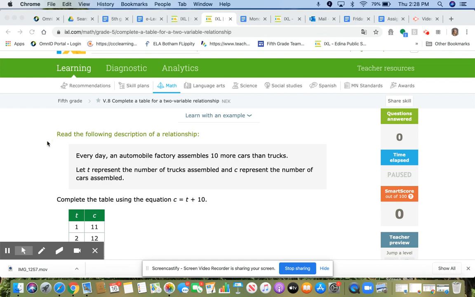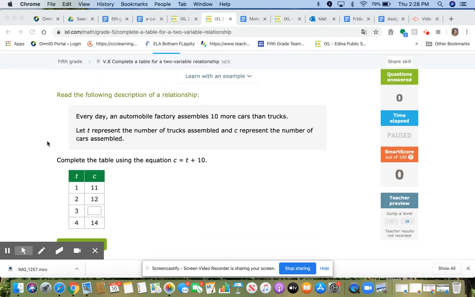Now, the first thing to know about this is that it looks a lot harder than it is. I'm going to break it down for you and simplify some things. So, there's always going to be a relationship up here that's described. This just gives you a real-life context. You can read it, but don't stress out too much about understanding this part. So every day an automobile factory assembles 10 more cars and trucks. Let T represent the number of trucks assembled and C represent the number of cars assembled.